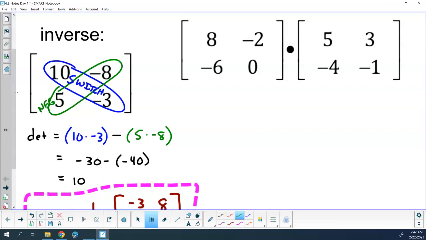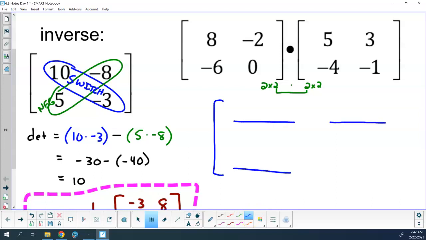Multiplying two matrices. First, we have to see if we can do it. This is a 2 by 2 matrix. This is a 2 by 2 matrix. We can do that because these two middle numbers are the same. The outer two numbers give you the result. So the result here is going to be a 2 by 2 matrix.